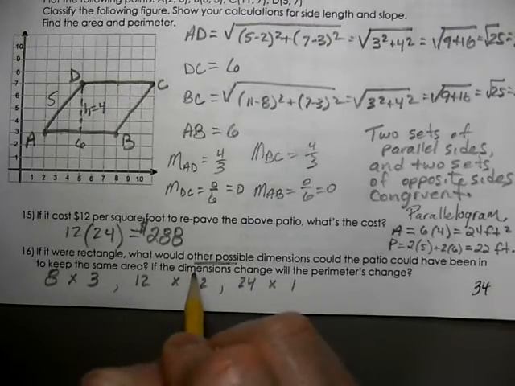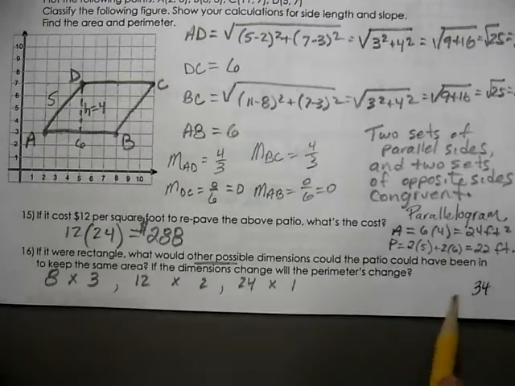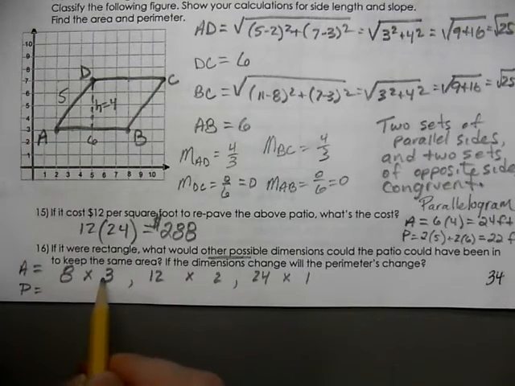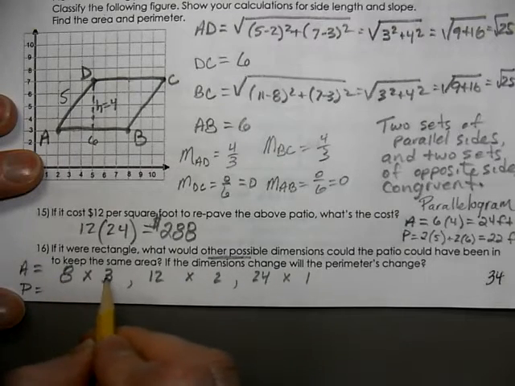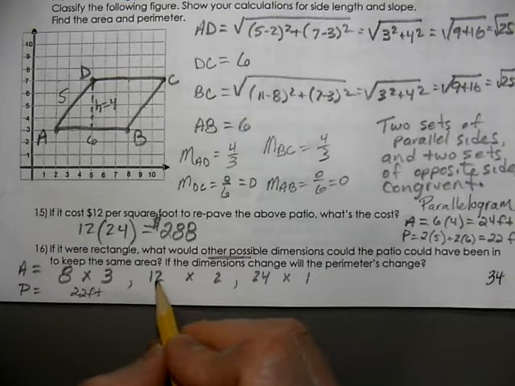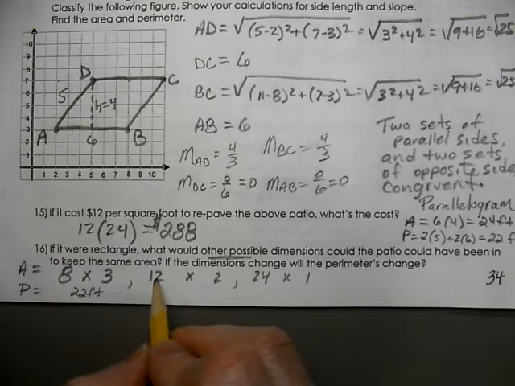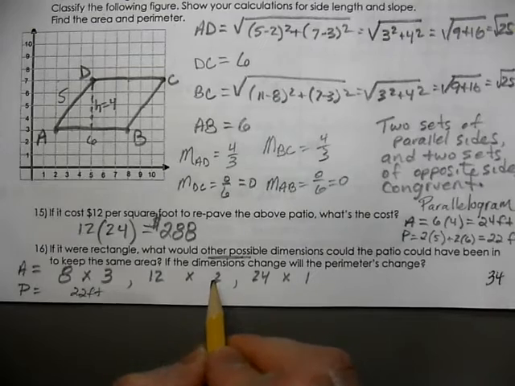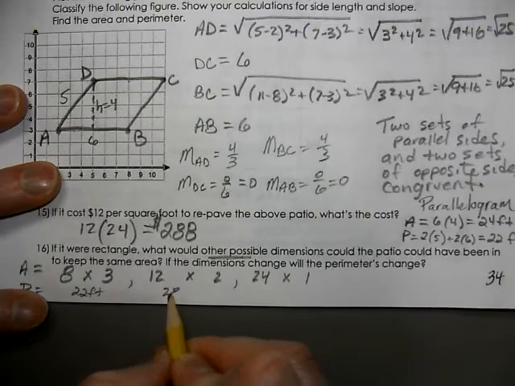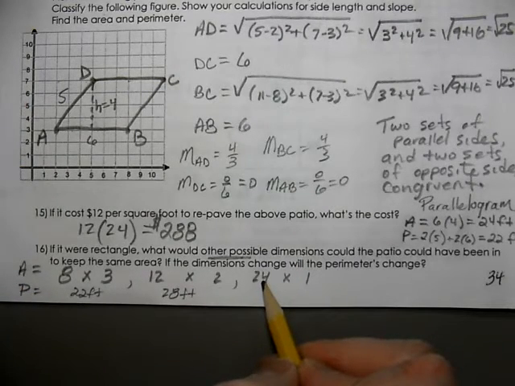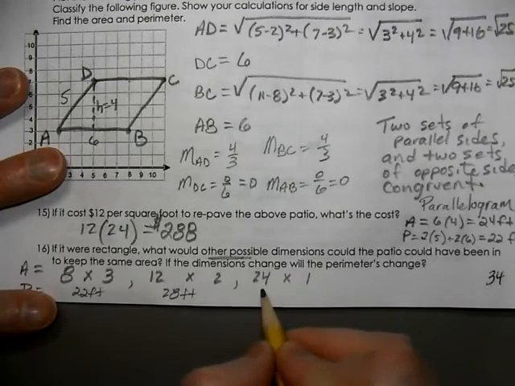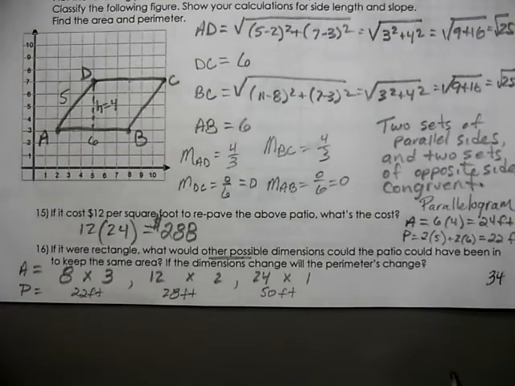And if the dimensions change to get the same area, does the perimeter change? So this is the areas. What would the perimeters be? Well, if we had an 8 and a 3, we would be 2 times 8 and 2 times 3. 16 plus 6 is 22 feet. The perimeter here, we'd get 2 times 12, which is 24, plus 2 times 2, which is 4. That gives you 28. If one dimension was 24 and the other dimension was 1, it would be 2 times 24 is 48, plus 2. So perimeter changes.